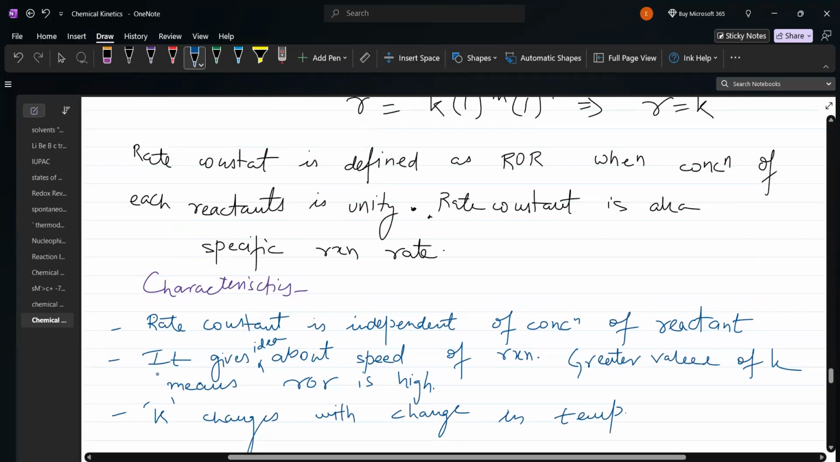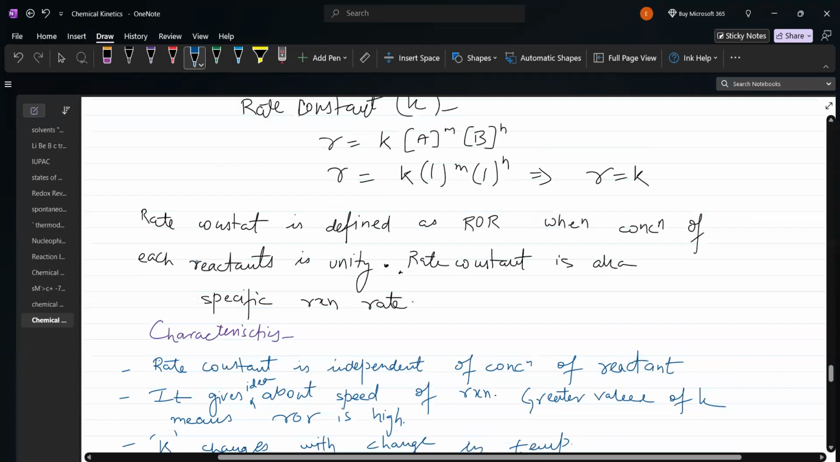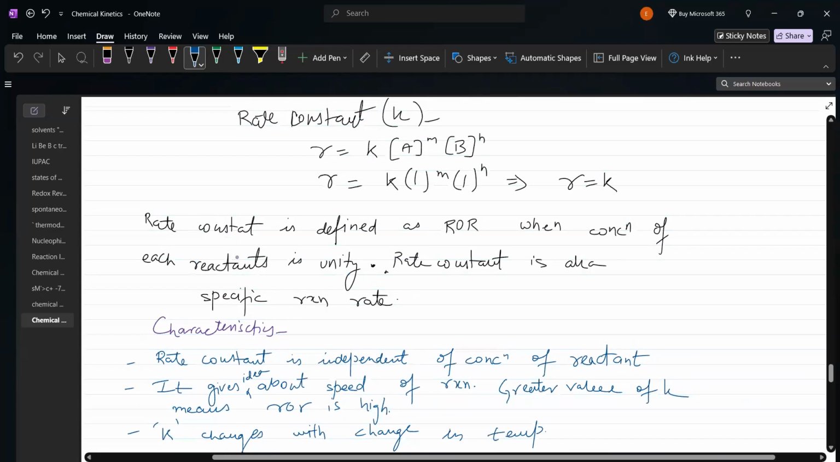Understood every point? K is dependent on temperature only. We will see in the nearly last lecture how K changes with temperature. The greater the K value, the greater the rate of reaction, and it is independent of the concentration of reactant. Got it? Yes, sir. Okay. Have you noted? No, sir. One second. Okay, please do.